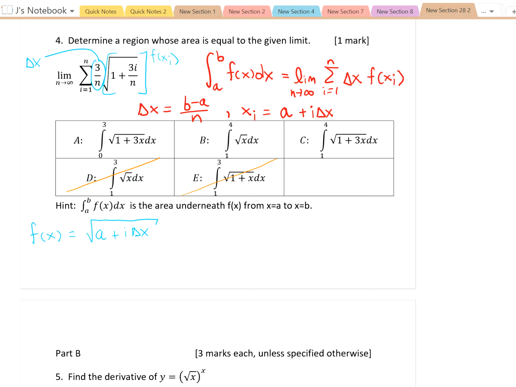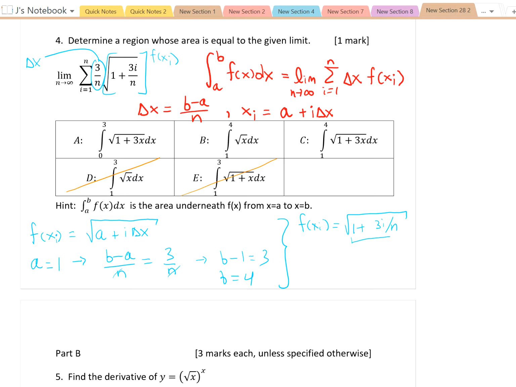So let's say that a is equal to 1. Then what does that mean? That's going to mean b minus a over n, the delta x, has to equal 3 over n. So the n's will cancel. We'll have b minus 1 is equal to 3. That means b is equal to 4. Okay? So our f of x sub i would be the square root of 1 plus i times 3 over n. Well, it matches up perfectly with b.